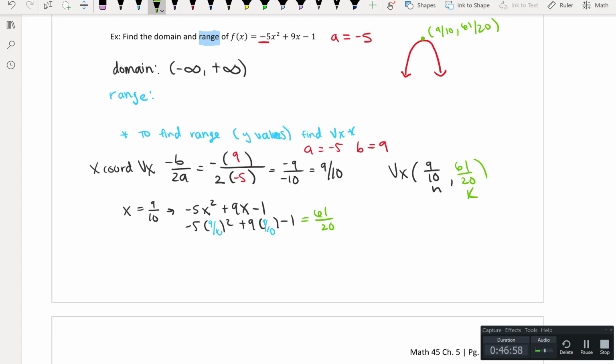Now I can tell you that my range has a maximum point, since the parabola keeps going down, down, down. So I'm going to say that my range goes from negative infinity, and that maximum point for the y value is 61 over 20.